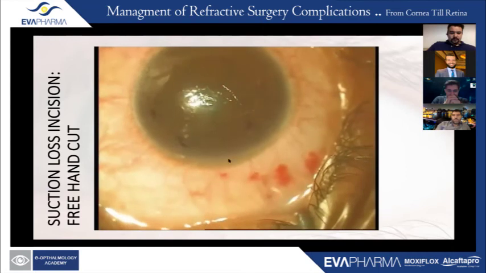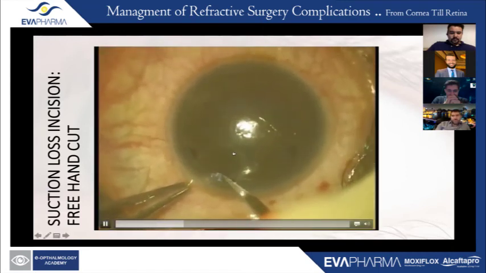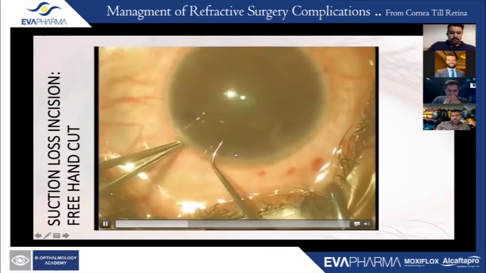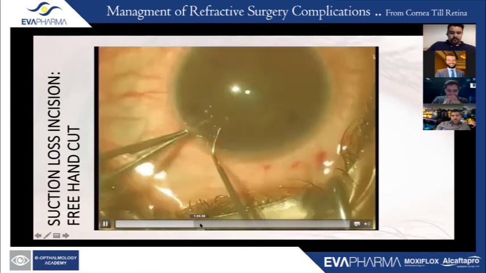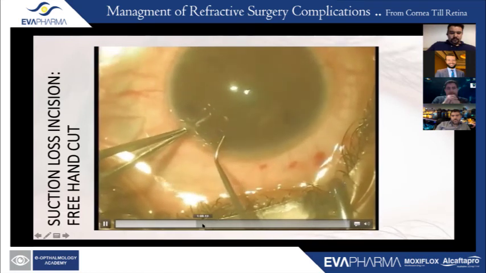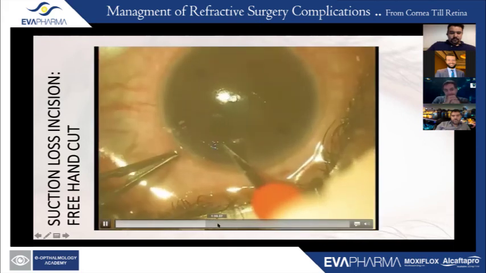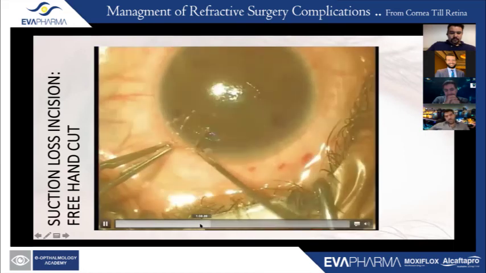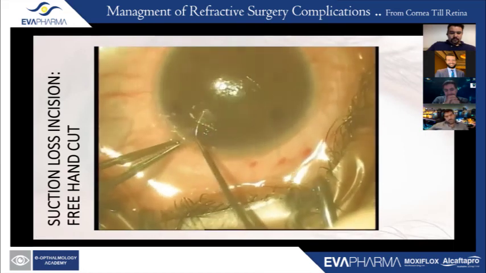So basically what I've done is try to mark the borders of the lenticule as well as the borders of the cap as it would have been dissected. I made a freehand cut into the cap, and I'm trying to find that plane of dissection. So just enlarge that to a total of 2 millimeters because the initial cut was very small, and that's basically got you into that plane of dissection.